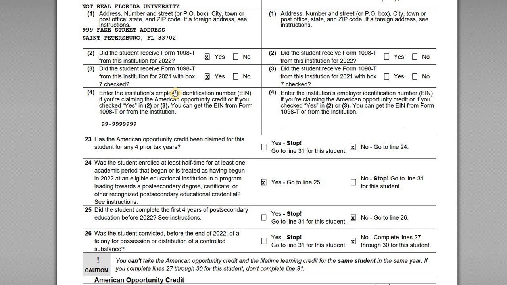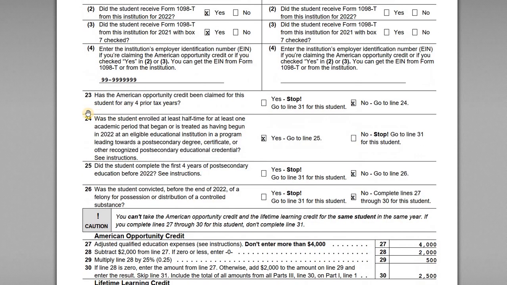Item 4, we entered the tax ID number, so the EIN for the university. And then in question 23, it's asking us, has the American Opportunity Credit been claimed for this student for any 4 prior tax years?